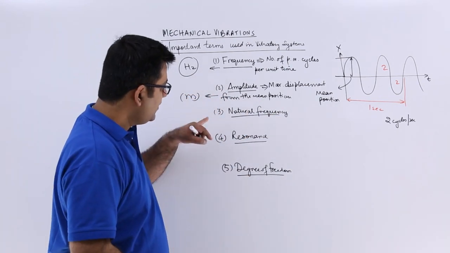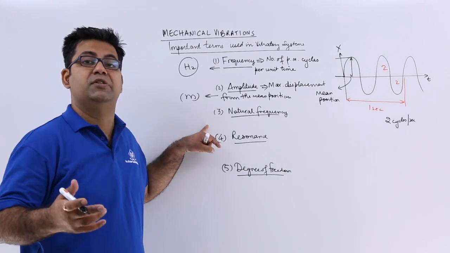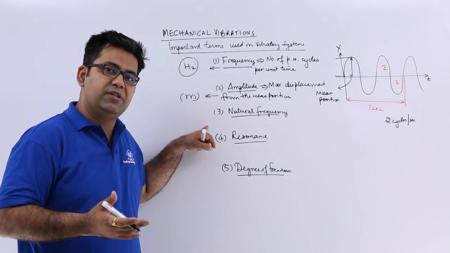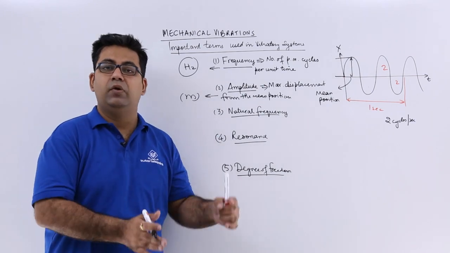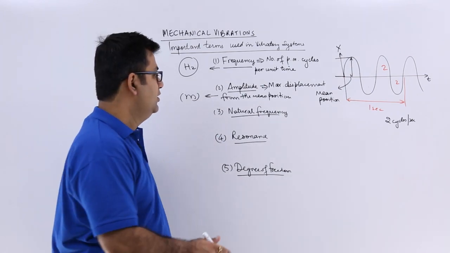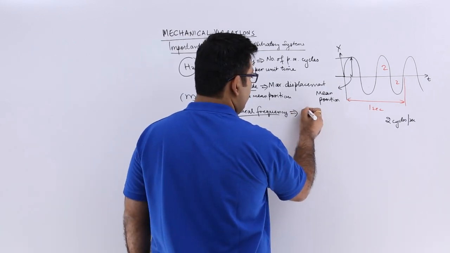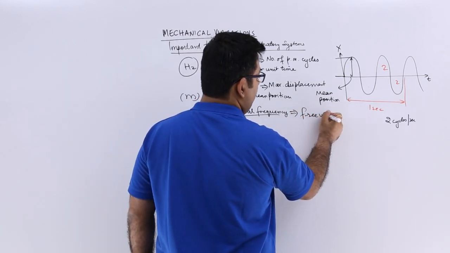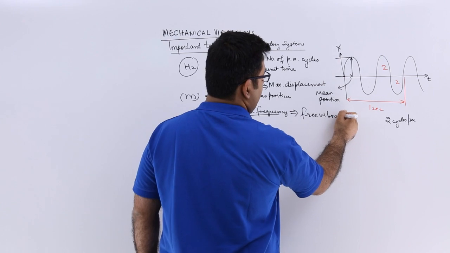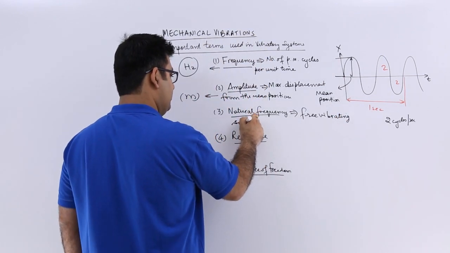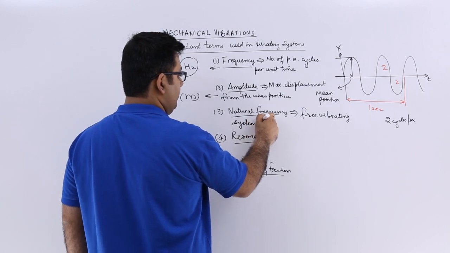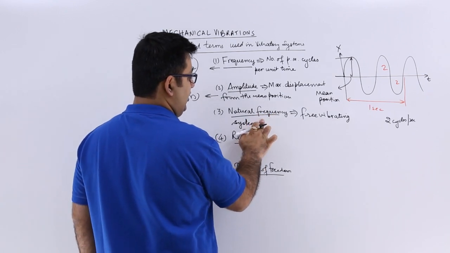Next is natural frequency. Natural frequency is the frequency of a vibrating system which is executing free vibrations. So this is the free vibrating system frequency.